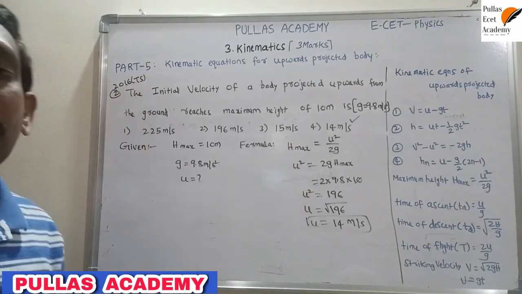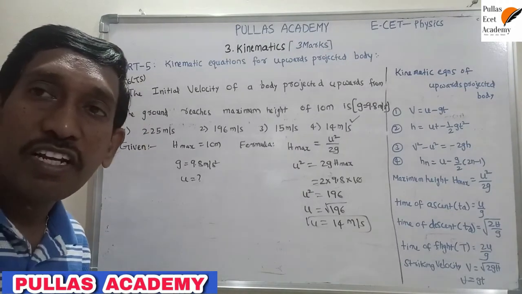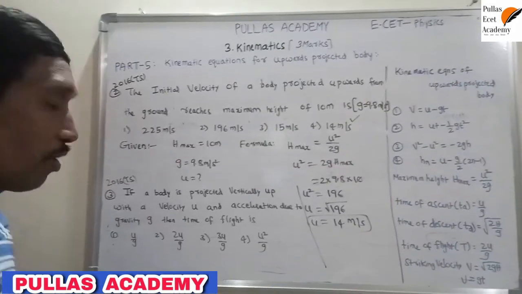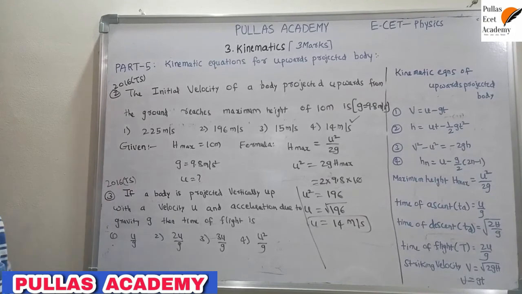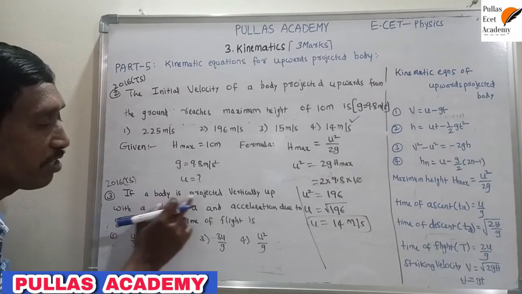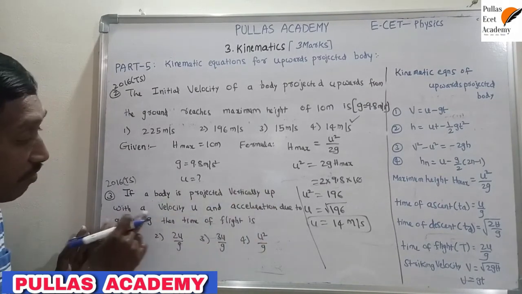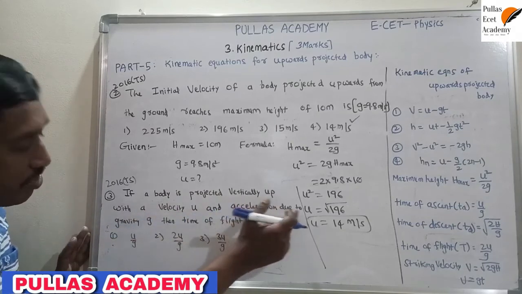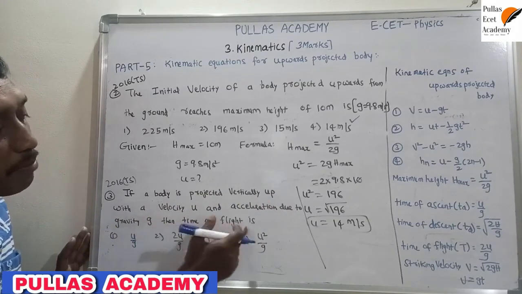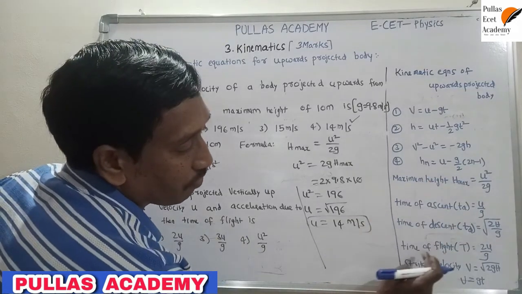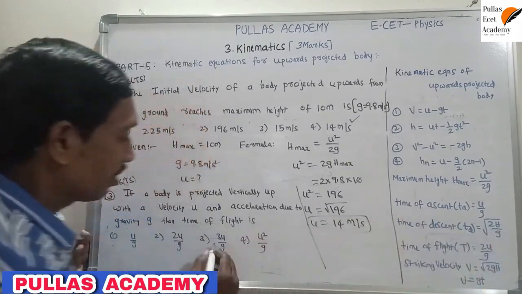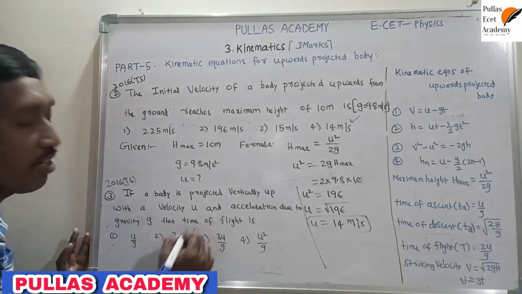This question was repeated in the 2016 TS paper. One more question is also repeated in the 2016 TS paper. Simple question: if a body is projected vertically up with a velocity u and acceleration due to gravity small g, then what is the expression for time of flight? The time of flight is equal to 2u by g. Second option is correct.